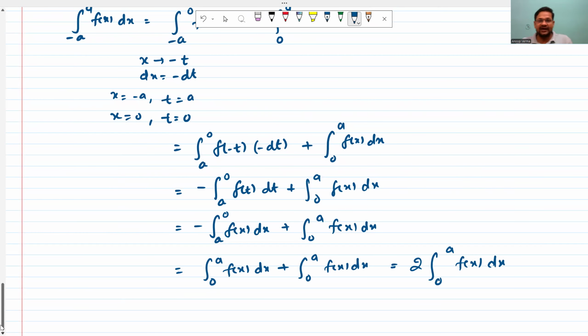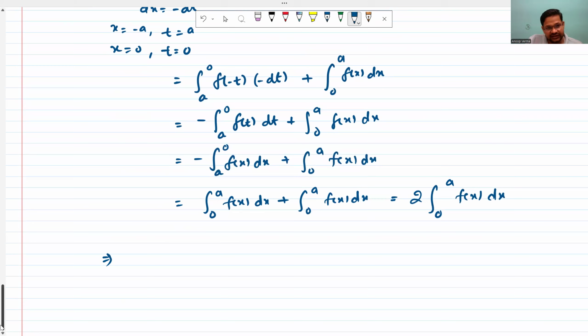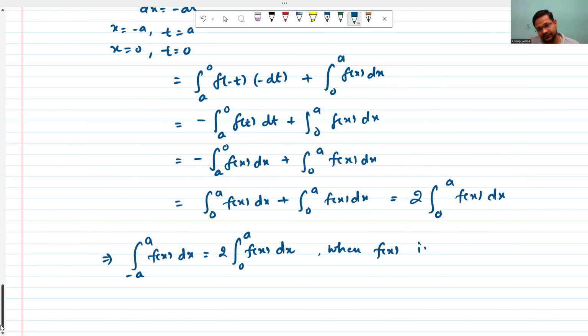So this implies if the function is even, then the integration from minus a to a of f(x) dx becomes equal to 2 times the integral from 0 to a of f(x) dx. Okay, this is when f(x) is even. So if we know the function is even or odd, according to that we can shift or change our definite integral.